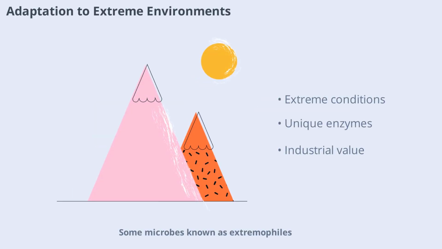Microbes known as extremophiles have evolved unique metabolic strategies to survive in harsh conditions like high temperature, acidity, or salinity. Their enzymes and metabolic pathways are specially adapted, making them valuable for industrial applications and scientific research. Studying extremophiles expands our understanding of life's possibilities.